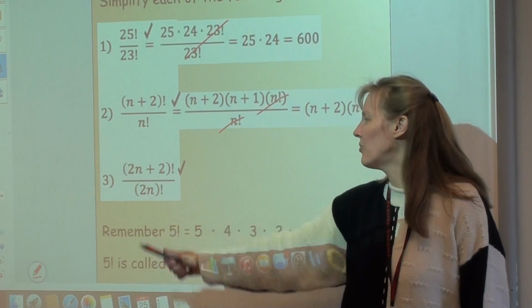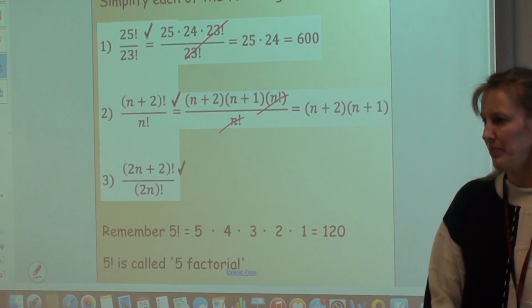I want you guys to take a second so you can figure out the 2n plus 2 factorial over 2n factorial.